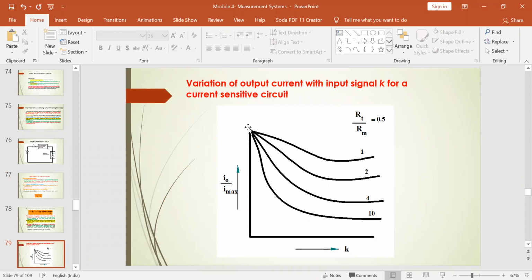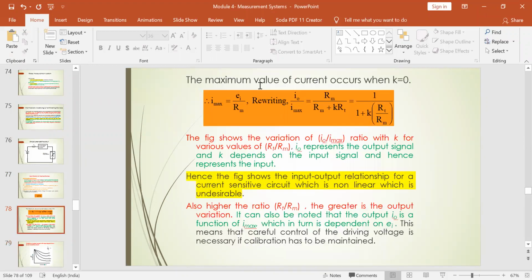This is the value which is maximum when k is equal to 0, and it keeps reducing when the value of k is increasing from 1 to 10. This will again depend upon our RT by Rm value. So this is how you will plot the graph and show the variation of the output current with respect to the input signal what you are receiving for any physical quantity for which the value of k varies from 0 to 10. This is the variation in the output current what you get in a current sensitive circuit. The same thing has been explained over here.